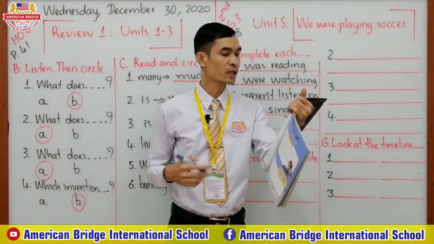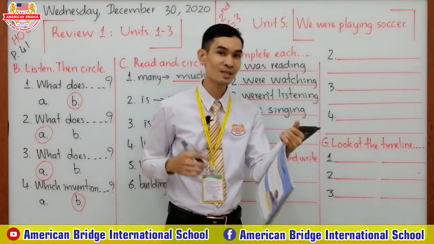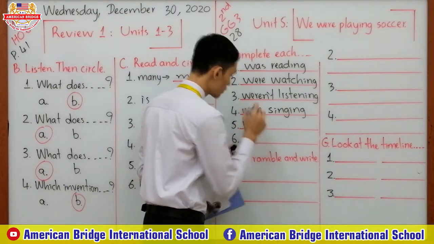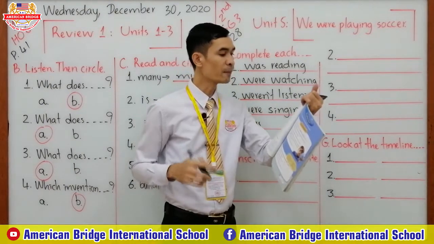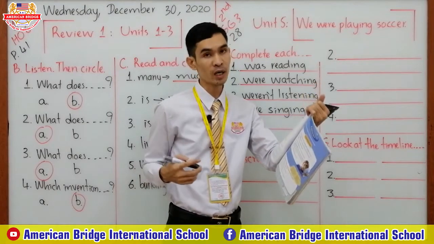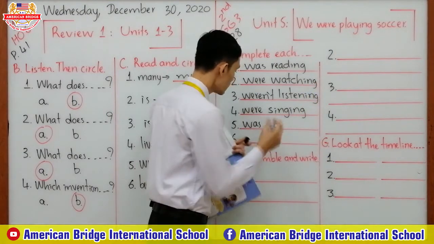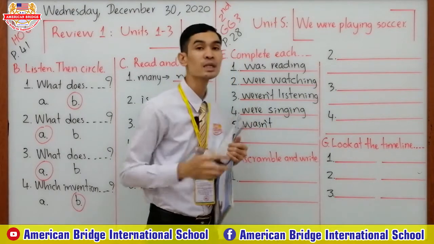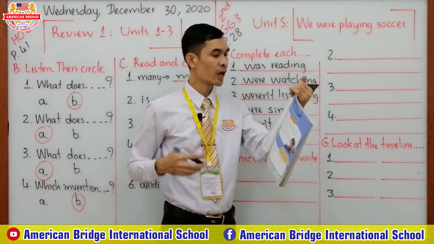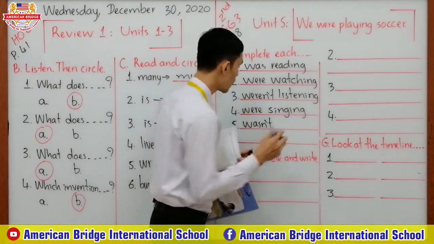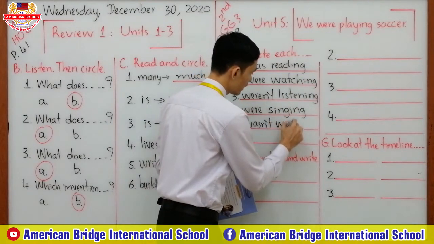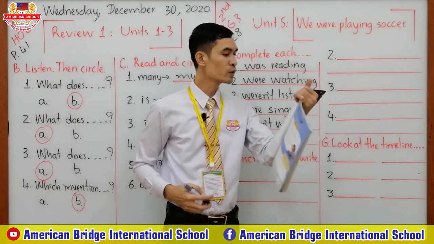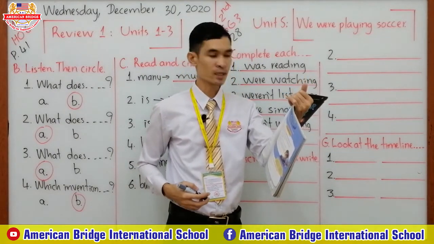Okay, number 5, the computer. Only one computer, right? So you use was. Okay, very good. One computer we use was. And the verb in the brackets, not work, right? Not work. So you have to add not, or you write the contraction form wasn't. Okay, wasn't. And work you add ing, working, right? The computer wasn't working last night.